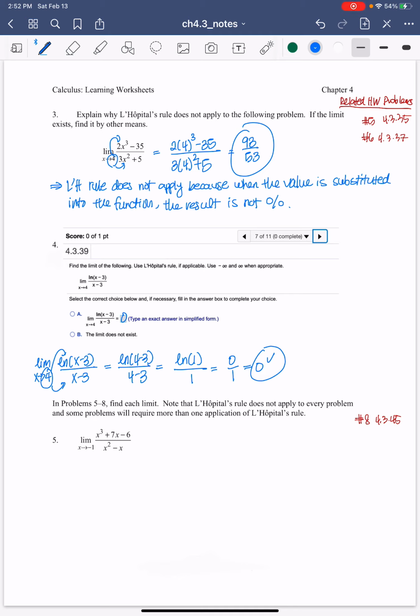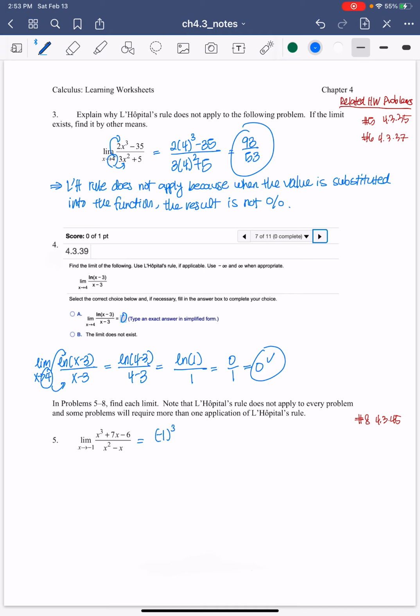Number 5, we have the limit as x approaches -1 of x cubed plus 7x minus 6 all over x squared minus x. And this example can be used to answer question number 8 on your homework problem. All right, so let's try. I'm going to first plug in -1 to see if we get 0 over 0. Then we can apply L'Hopital's rule. If we don't get 0 over 0, well, then that's the answer. So plug it in. Let's check.